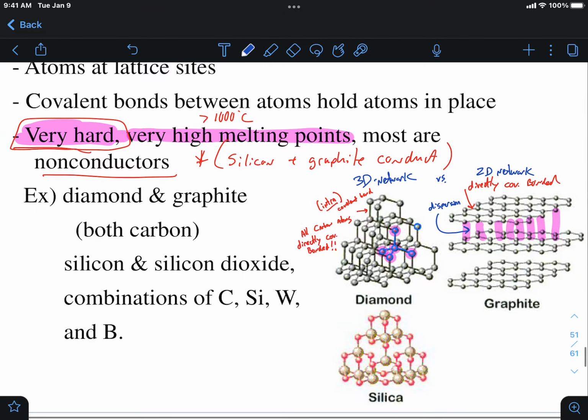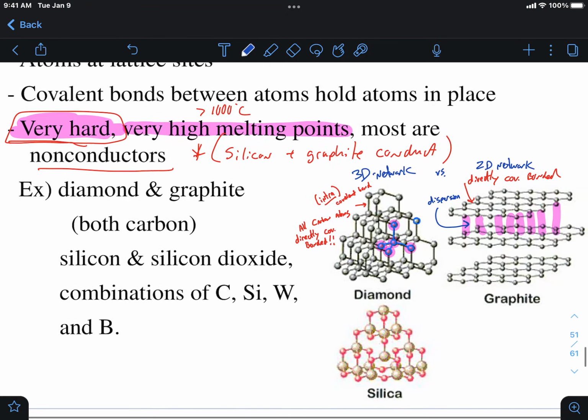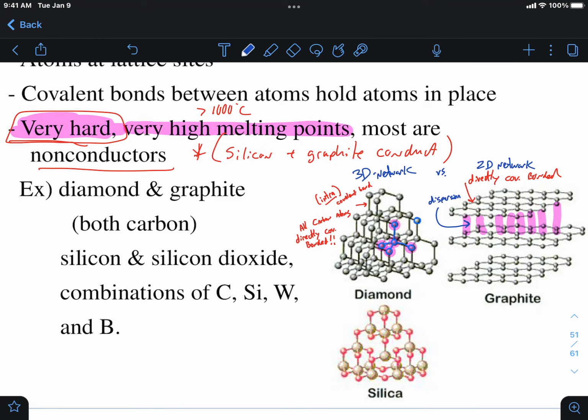All right, so this network covalent bonding happens in other substances besides just carbon. It also happens in silicon, like when silicon is by itself. It happens in silicon dioxide, which is SiO2. We talked about this a little bit before. This is called quartz.